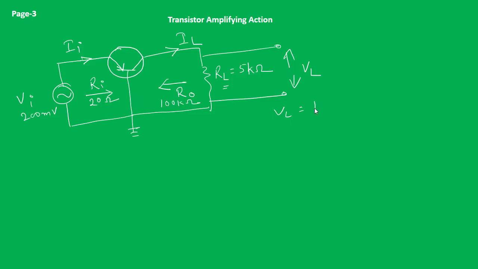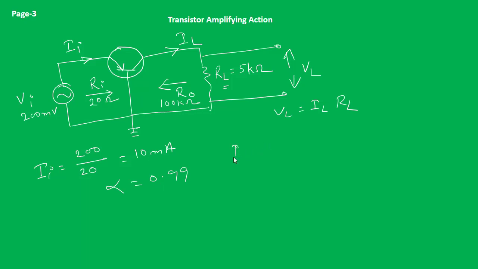So VL is IL into RL, and here the input resistance we can have is 20 ohms and the input voltage VI is 200 millivolts. So the input current II is voltage by resistance, so it is coming around 10 milliampere. So input current is 10 milliampere, and typically we know alpha value is less than 1. So let us consider say 0.99, 0.9 to 0.99, anything we can consider.